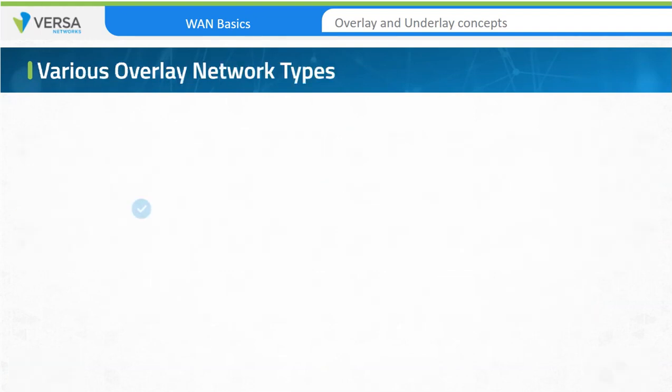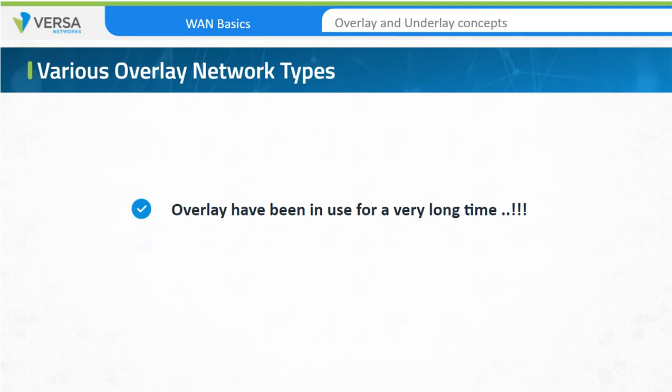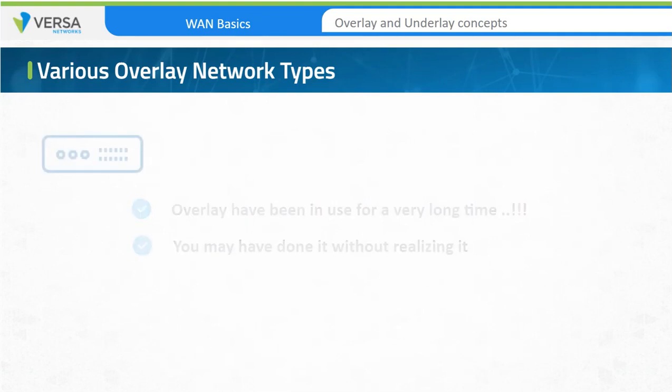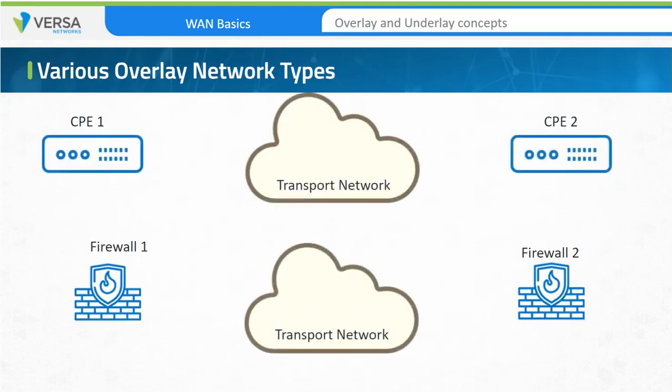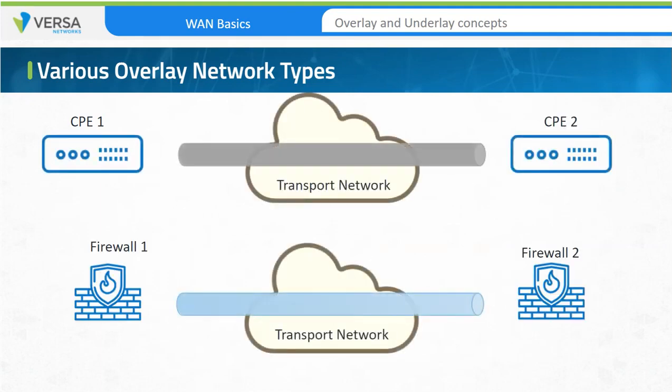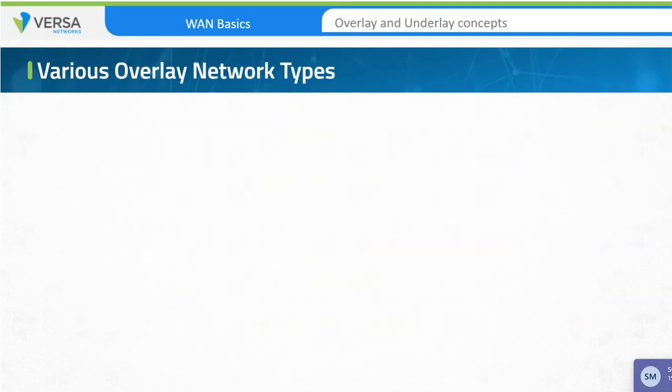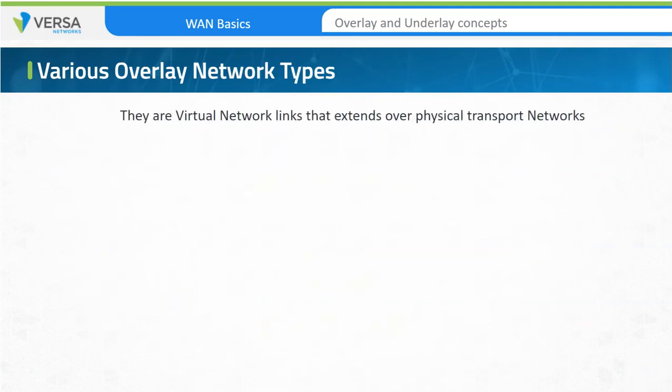Overlay networks have been used for a very long time. You may have implemented an overlay network without even realizing it. GRE tunnels and IPsec-based tunnels are examples of overlay network connections. They're a virtual network link that extends across a physical transport network.